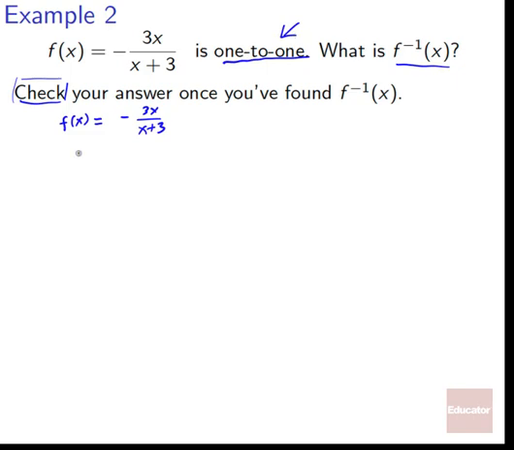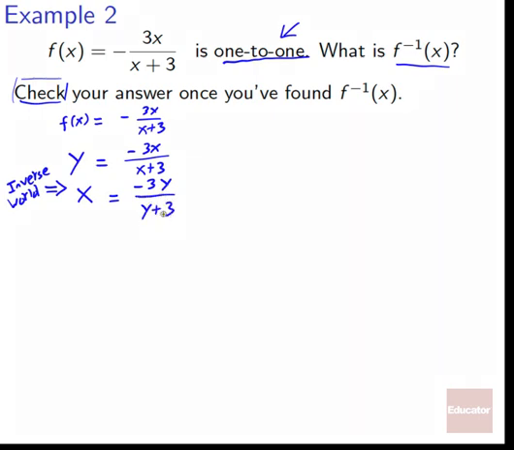So next step is we swap y for f of x. Y equals negative 3x over x plus 3. Now that's not the important part of when we reverse, though. We reverse into inverse world. So here is when we go into inverse world, right? We swap, we reverse the place of x and y. So now it is x where y was, and it is negative 3y over y plus 3.